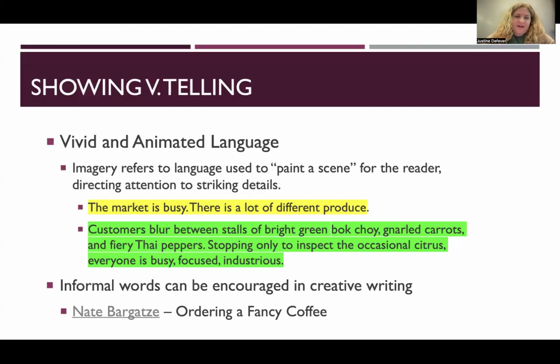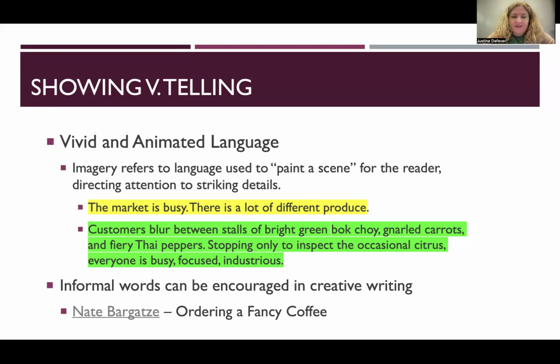Something in creative writing that we talk about quite a bit is this concept of showing instead of telling. And we can show readers in their mind's eye what's going on by leaning into animated language that is visceral and specific.